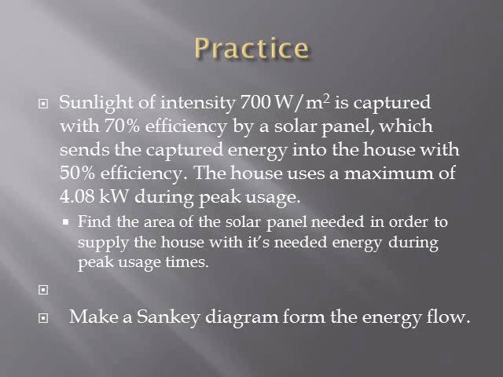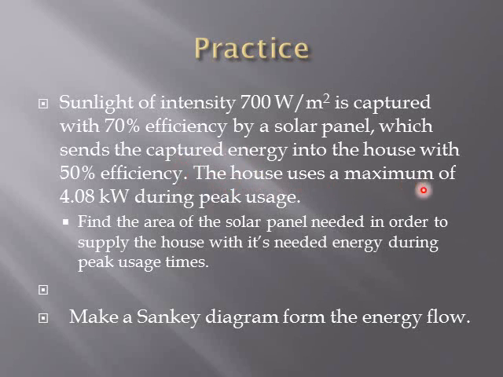Let's say sunlight that is coming down has an intensity of about 700 watts per square meter, which is reasonable near the equator. Okay, so this energy comes in, and let's say we have a solar heating panel. Let's say the solar panel has only about a 70% efficiency in order to actually absorb that energy. Okay, and then in the process of transferring that energy into the water and sending it into the house, it only has about a 50% efficiency in transferring that energy into the actual house itself.